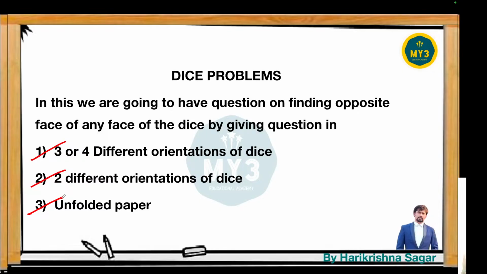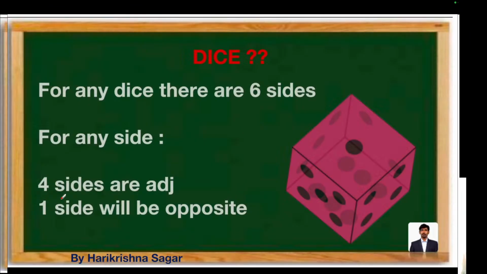To solve all these 3 types of questions, you just need to remember a few rules. I will tell you the rules, and before that, we'll understand the structure of the dice. If you observe, the dice has just 6 faces, and it's just like a cube. When we use the dice for playing, you will have numbers 1, 2, 3, 4, 5, 6. So it is numbered from 1 to 6, and 6 faces will be there.